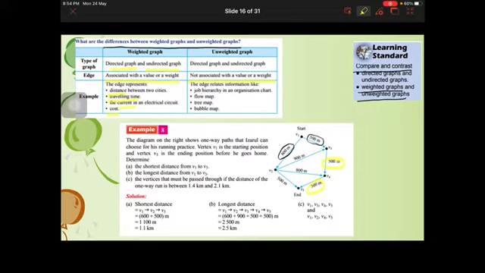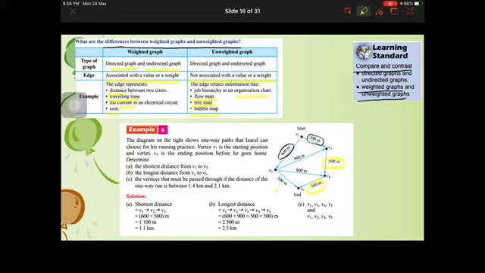If you can see an organization chart, no weight. No weightage. Flow map, tree map, bubble map, no weightage. So the value here we call it weightage. That is why it is called weighted graph. Now let's look at example 8.